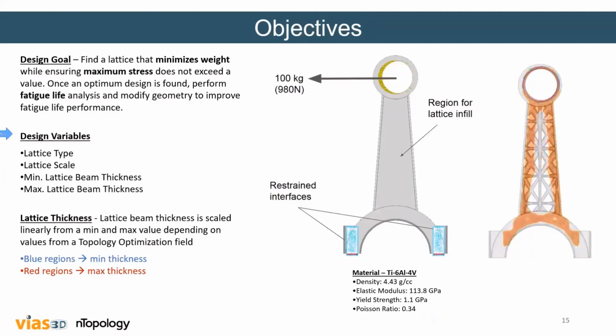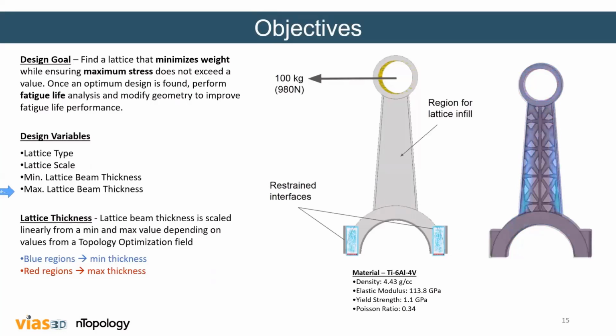The design variables we are looking at today are the lattice type, so how are we going to lay out these beams within this lattice? We are looking at beam-based lattices only for now. The scale of the lattice, so what is the size of the unit cell for that? And the minimum and maximum beam thickness.